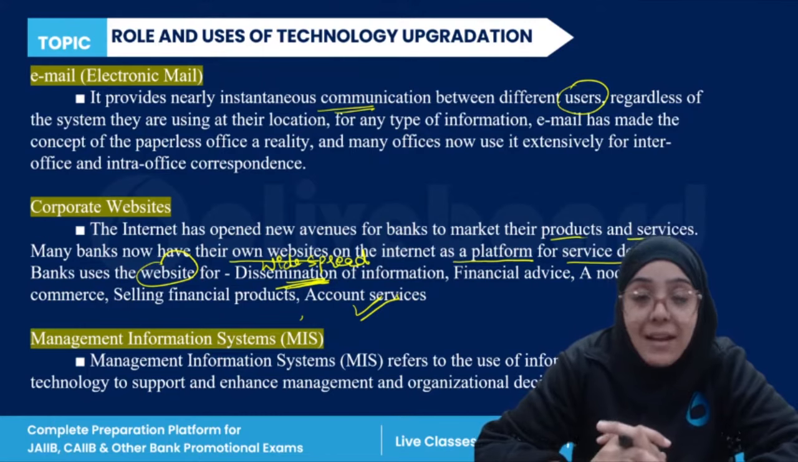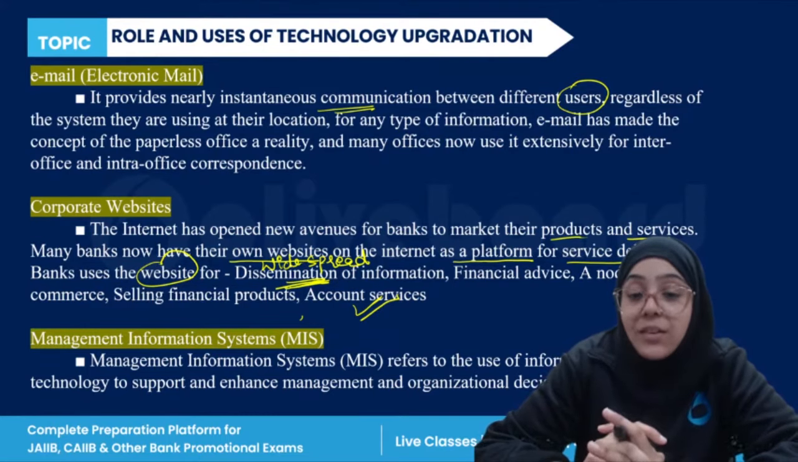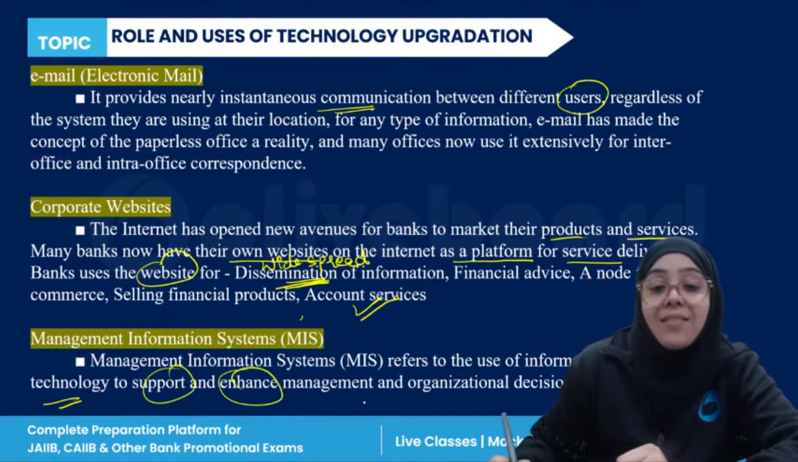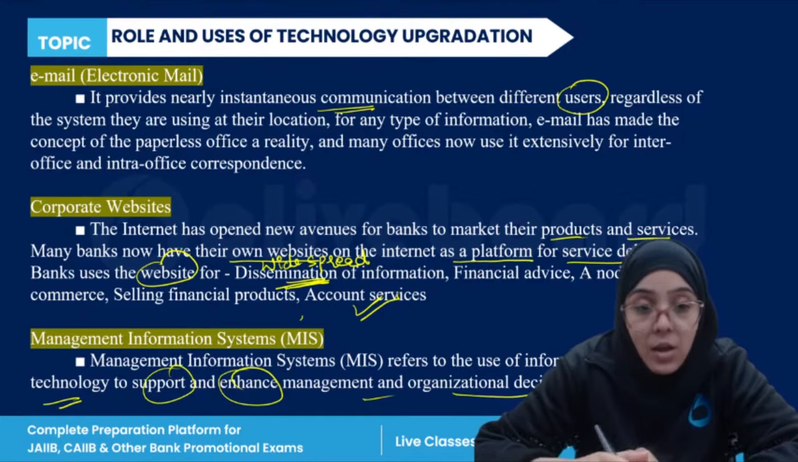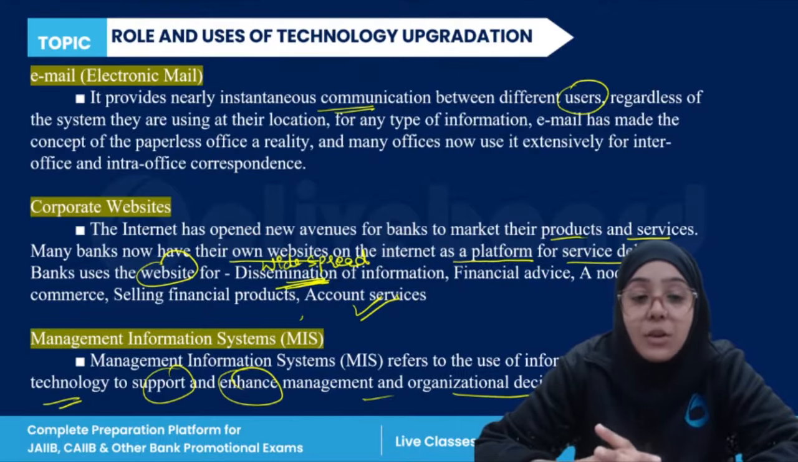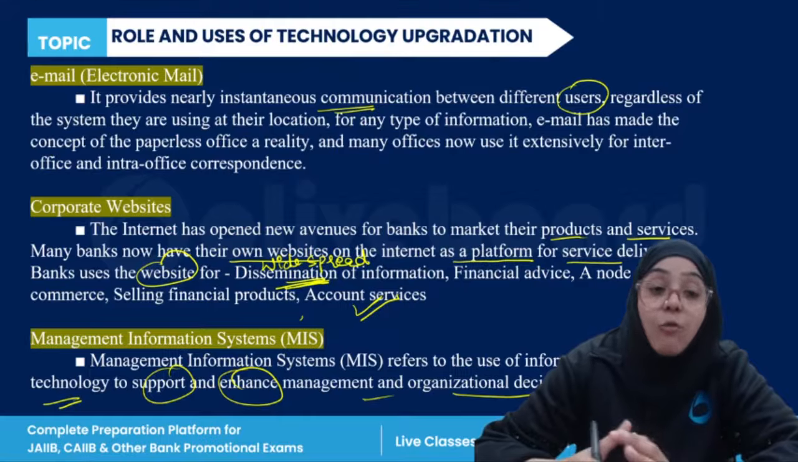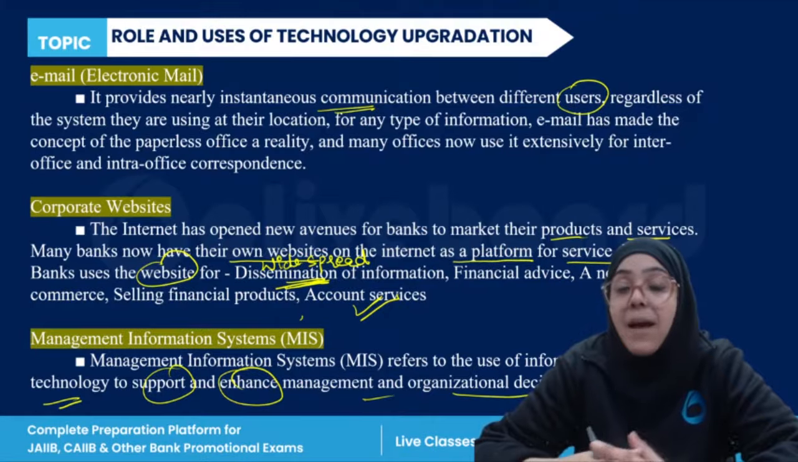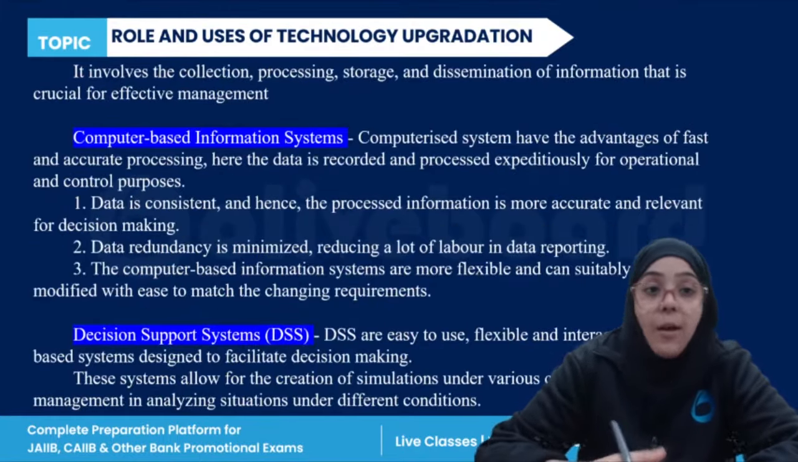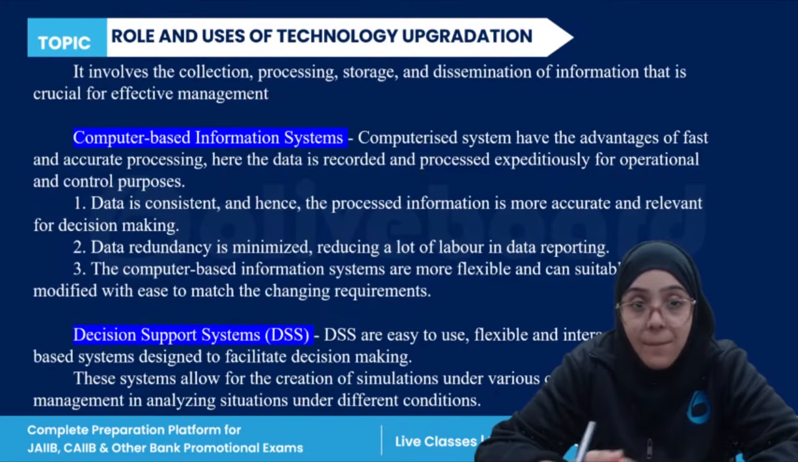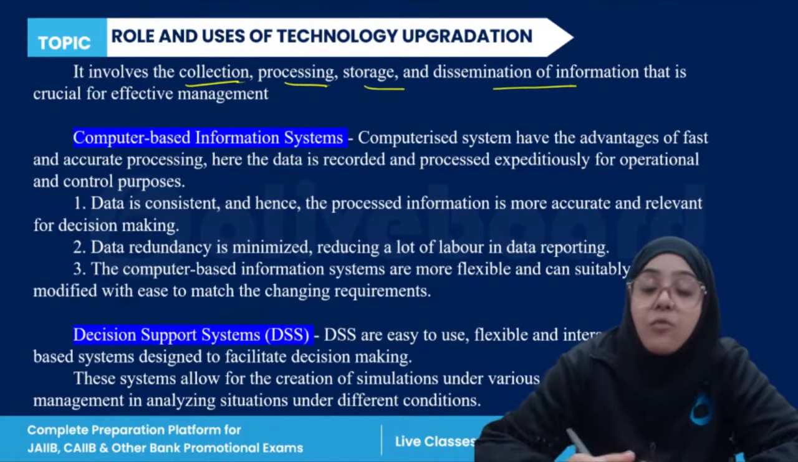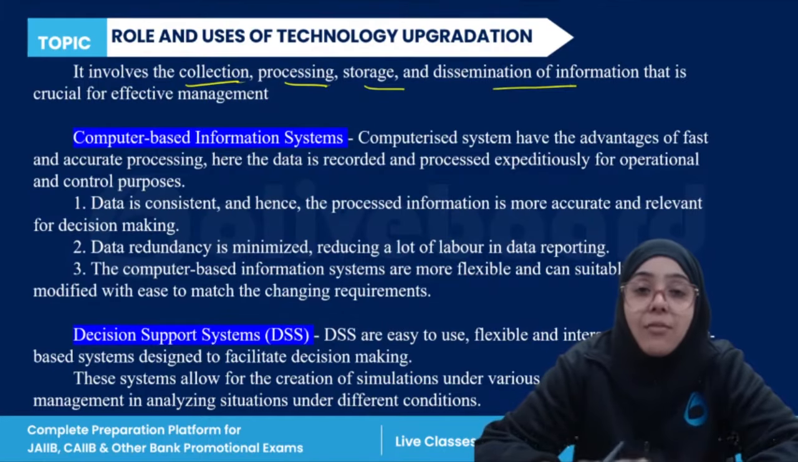Management Information System, MIS. Management information system refers to the use of information systems and technology to support and enhance management and organizational decision making. So management information system is what? It is the use of information systems and technology for the purpose of supporting and enhancing management and organizational decision making, then it is known as an MIS, right? Now, if we talk about the MIS, it actually involves the collection, processing, storage, and dissemination of information, which is very crucial for effective management.